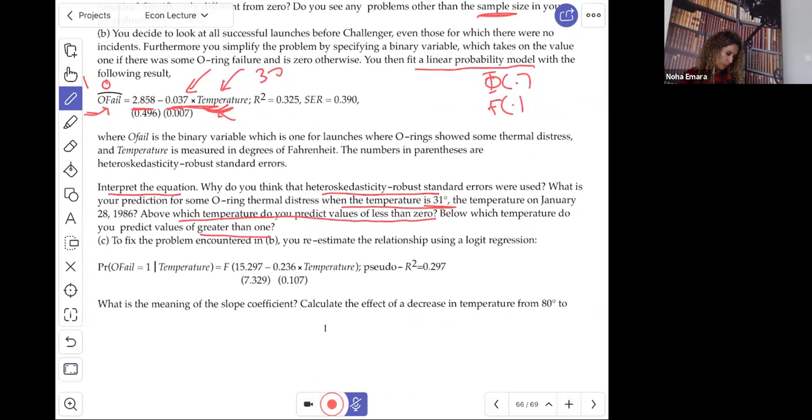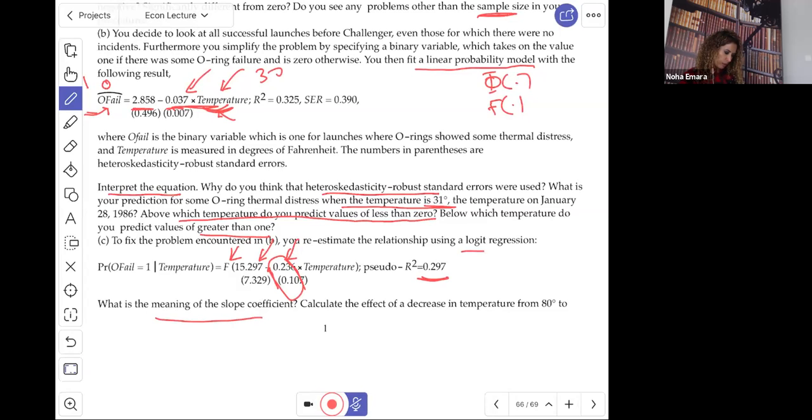Now we started a logit regression, and the logit regression is inside a function. So now I cannot analyze this and I cannot analyze this. I can only say that it's negative, and I can compute the statistical significance by dividing these two, getting the t statistic, and you can analyze the statistical significance of temperature. Pseudo R square is telling me there is a 29.7% explanation of the model, right? What's the meaning of the slope?